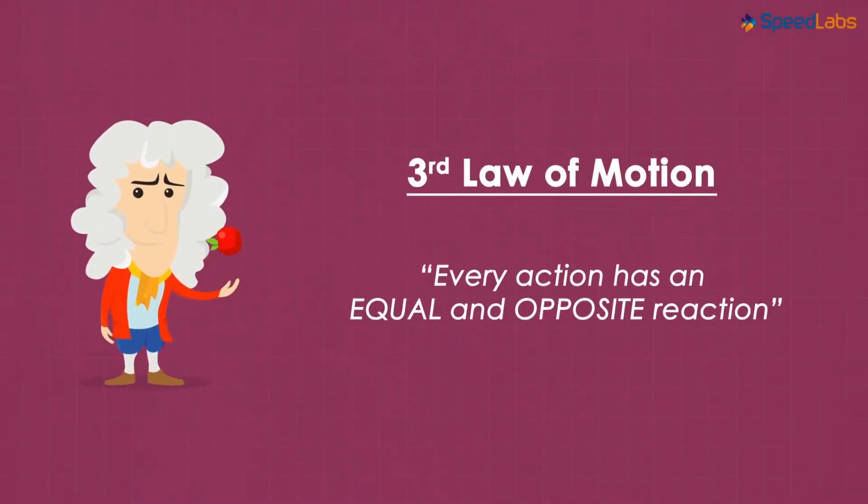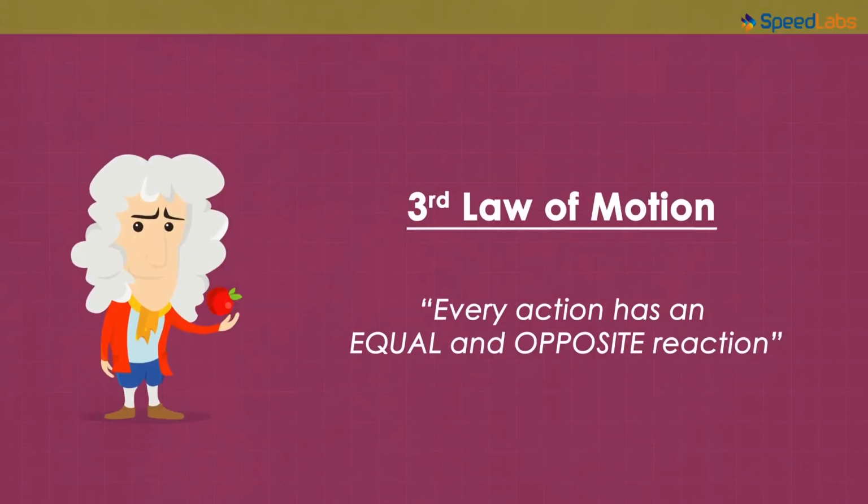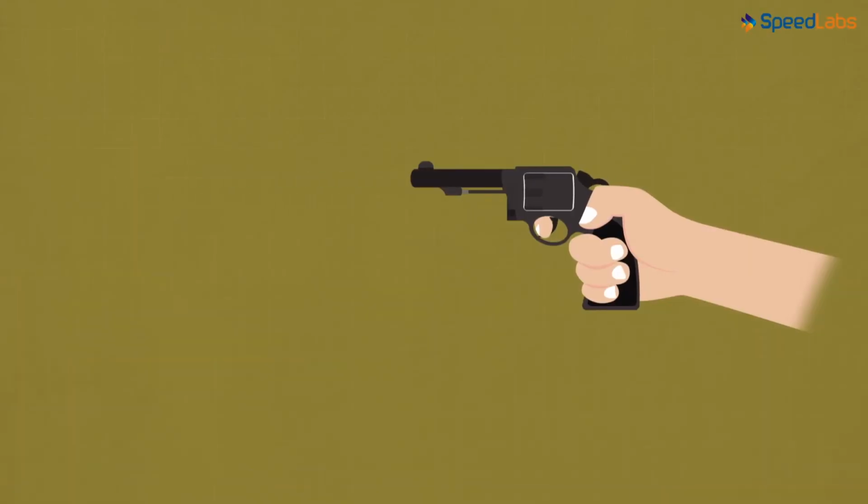Let's take one last example to understand something very interesting about the third law. What happens when a gun is fired? You're right, it exerts a forward force on the bullet. And the bullet exerts an equal and opposite reaction force on the gun. And this shows up in the recoil of the gun. A perfect example of Newton's third law.